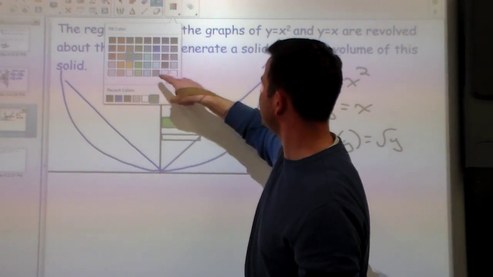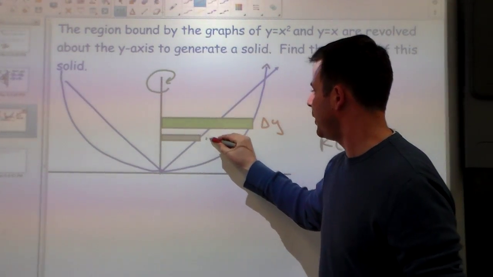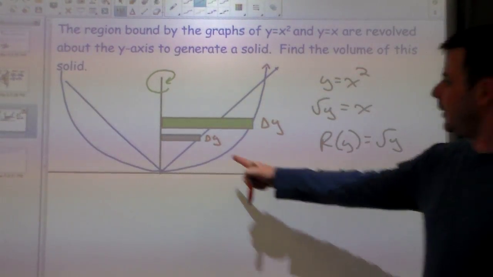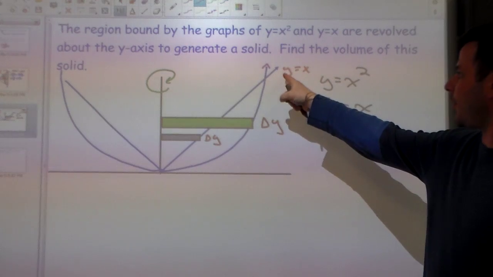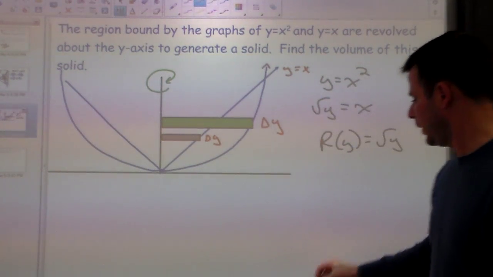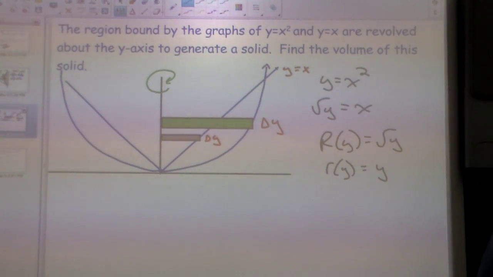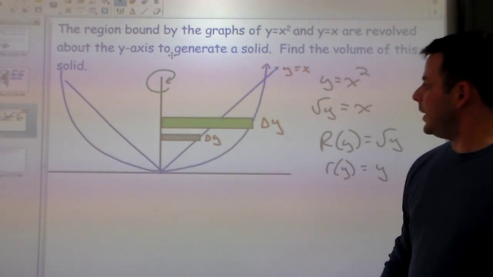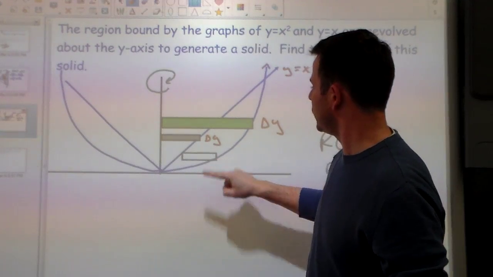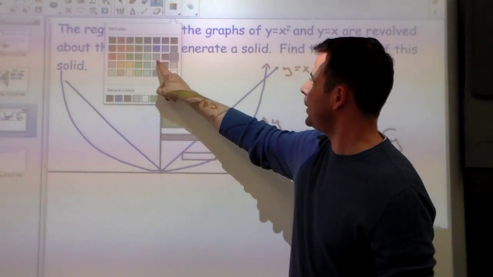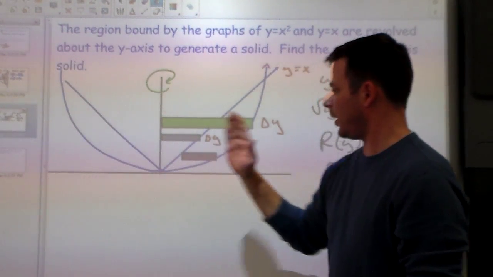Okay, let's create our second representative rectangle, which will look like this. And let's color that in. So there's our second representative rectangle, which again has a width of delta y. This is the function y equals x. So when we solve for x, we have x equals y. So our second radius, which is our smaller radius, equals y. So the region that we'll be revolving is this region here, right there. And let's color that in a little bit. So there's the region that we're going to be taking to revolve about the y-axis.